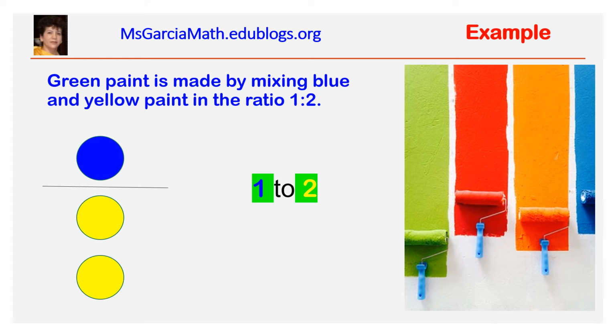Ratios are used in everyday life. A decorator will mix paint in a certain ratio to produce a specific color. Suppose you mix 1 part of blue paint for every 2 parts of yellow paint to make green paint.